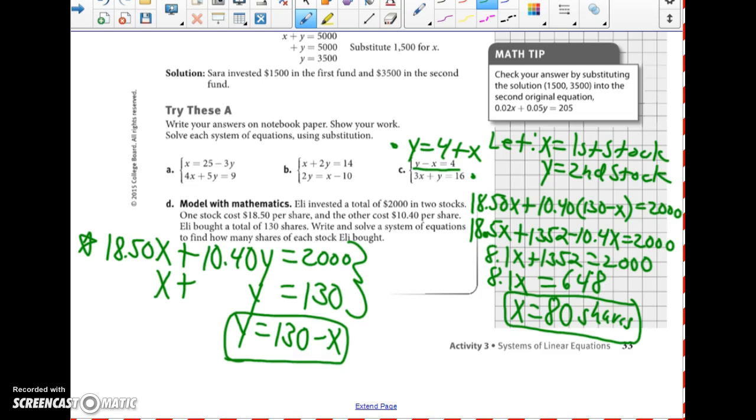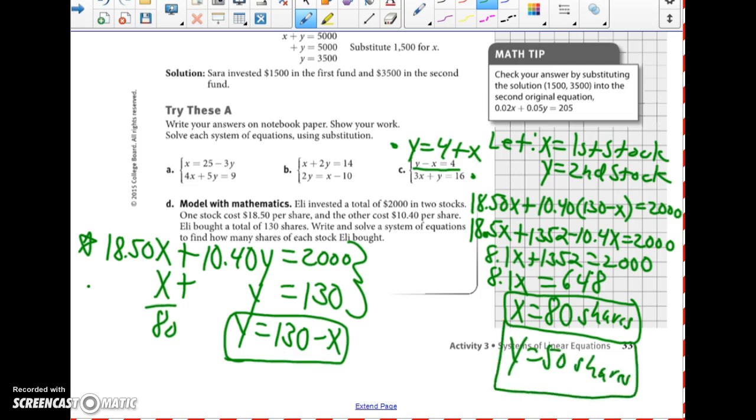Okay, now, is that the final answer? No. So now you're going to find out what is the value of the Y stock. Let me ask you this. Would you use the top equation or the bottom equation? Don't use the bottom. You can use the top if you want to, but it's a lot more difficult to use the bottom. So look, you're going to put 80 in for the X, right? So 80 plus what equals 130? I only have to show any work on that one. It's Y equals 50 shares, right?